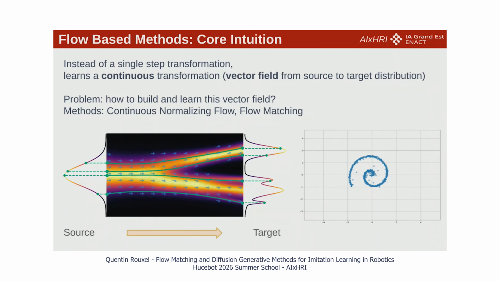And of course, the difficult task is how we can build, how we can define, and how we can learn this vector field that will do a continuous transformation between something simple and something very complicated. And for this, there have been different kinds of methods. The old one, let's say, is called continuous normalizing flow, which was used before 2021. And the new one is flow matching, which I'm going to explain a bit more now.